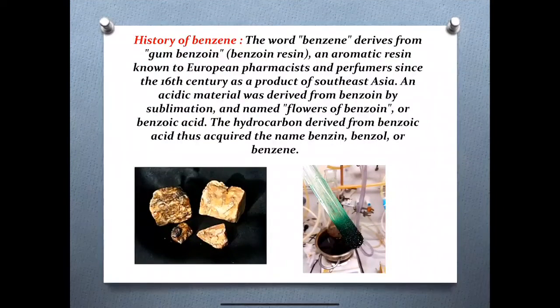History of benzene. The word benzene derives from gum benzoin, benzoin resin, an aromatic resin known to European pharmacists and perfumers since the 16th century as a product of Southeast Asia. An acidic material was derived from benzoin by sublimation and named the flower of benzoin, or benzoic acid. The hydrocarbon derived from benzoic acid thus acquired the name of benzin, benzol, and benzene.